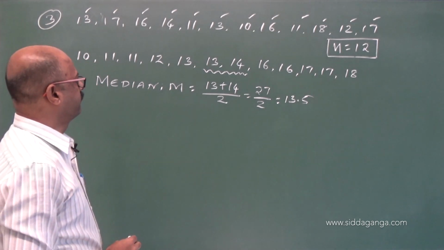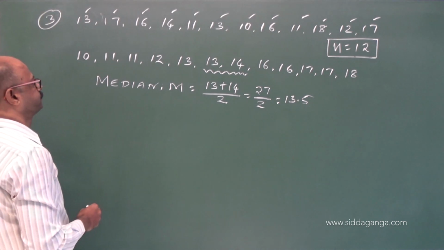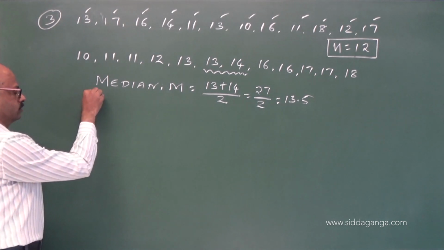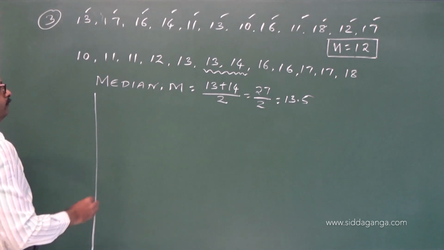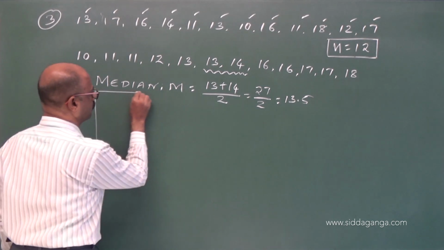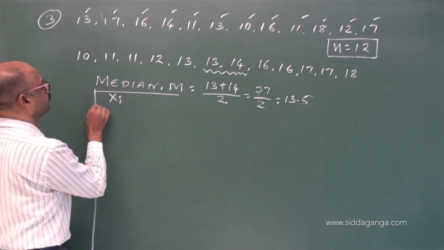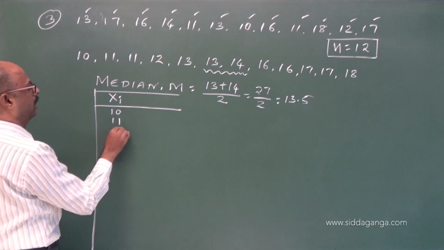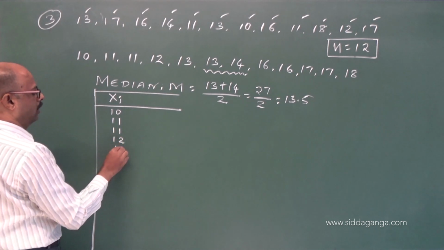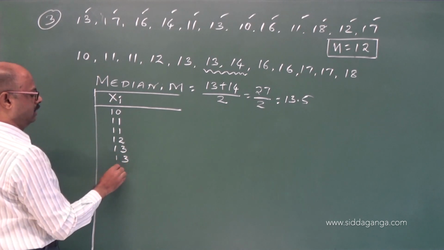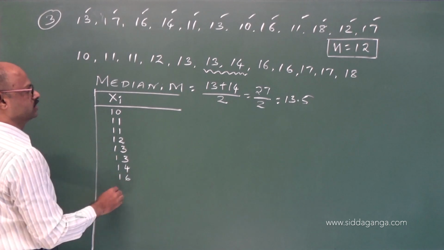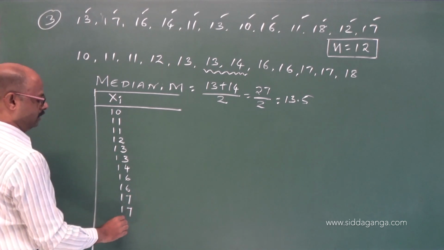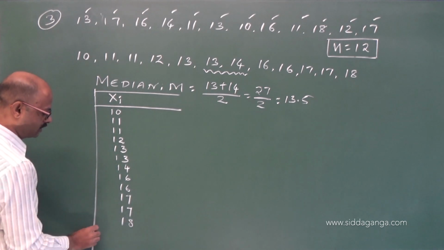Now what you have to do after finding the median is construct the table. So constructing the table, we have xi. The numbers are like this: 10, 11, 11, 12, 13, 13, 14, 16, 16, 17, 17, and 18. So these are the xi's.